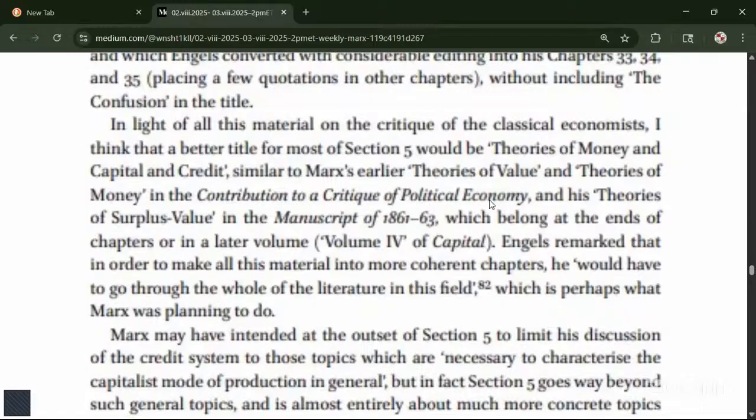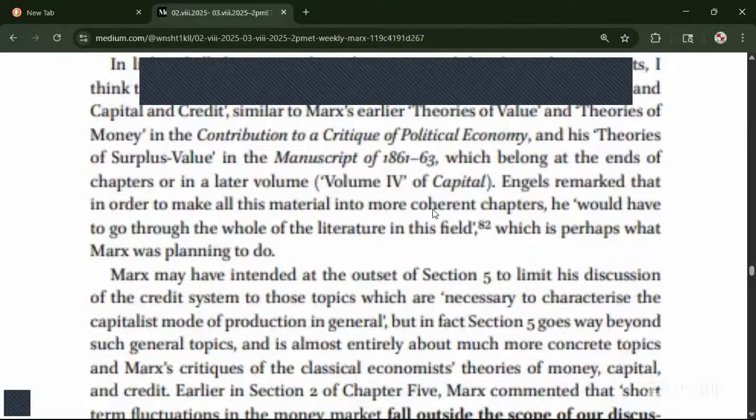Engels remarked that in order to make all this material into more coherent chapters, he would have to go through the whole of the literature in this field, which is perhaps what Marx was planning to do. Marx may have intended at the outset of Section 5 to limit his discussion of the credit system to those topics which are necessary to characterize the capitalist mode of production in general. But in fact, Section 5 goes way beyond such general topics.